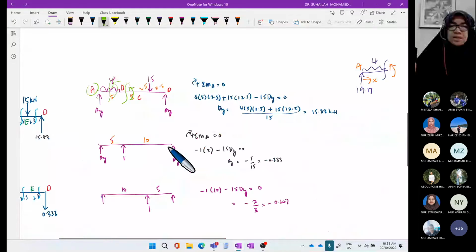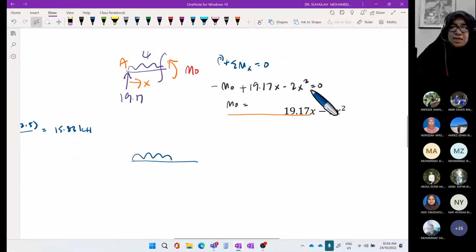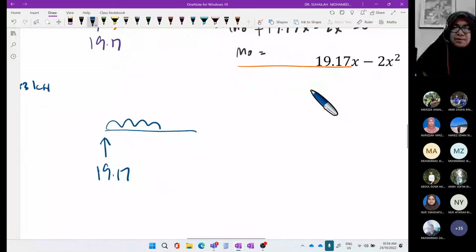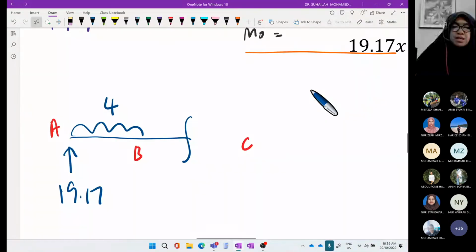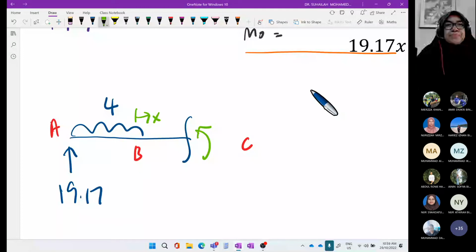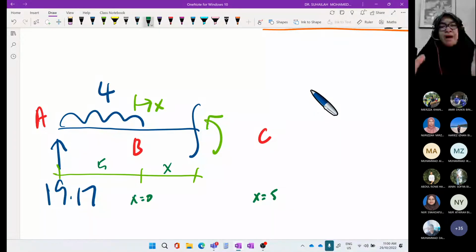So this one. After that, we have 19.17. Earlier it was 4 here, right? Okay, so here A, B. The moment is counterclockwise, origin from B. Origin starts here, which means all this we measure as 5, and this is X, because here X is equal to 0 and here X is equal to 5. That's why the limit is from 0 to 5. So X is between, starting from B.